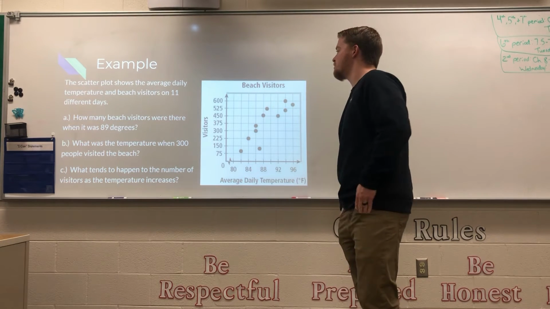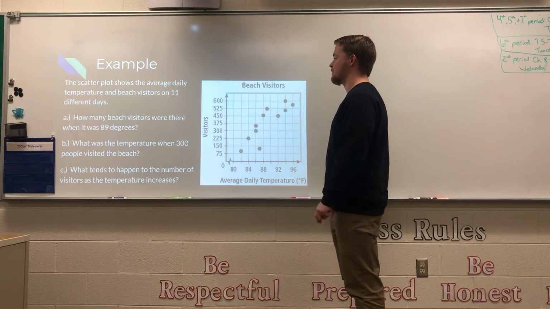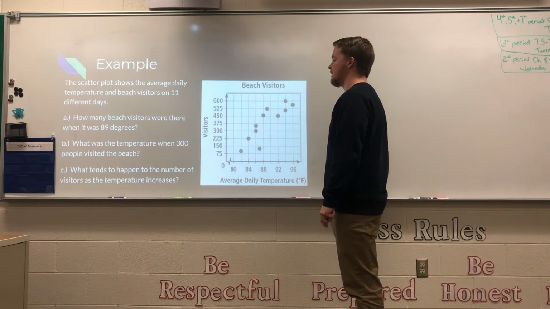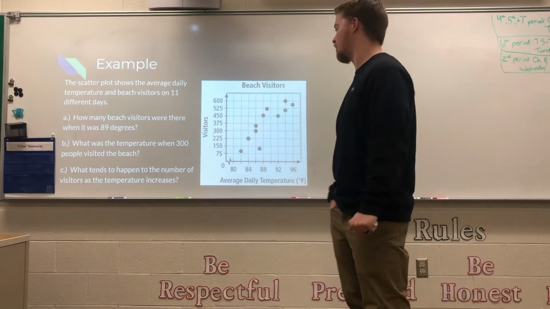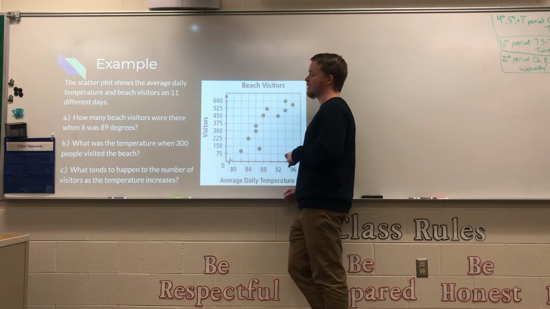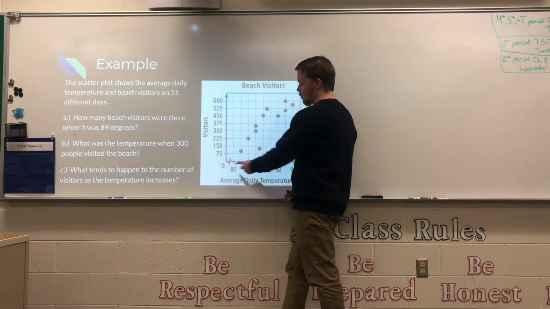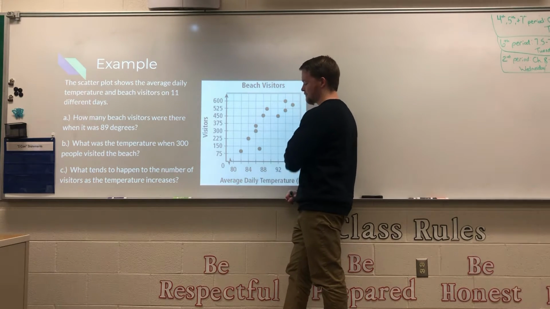So it says how many beach visitors, and then there are three different questions. How many beach visitors were there when it was 89 degrees? First we have to make sure we can read this scatter plot. If it's asking you about the beach visitors when it's 89 degrees, we need to go and find 89 degrees on the x-axis.